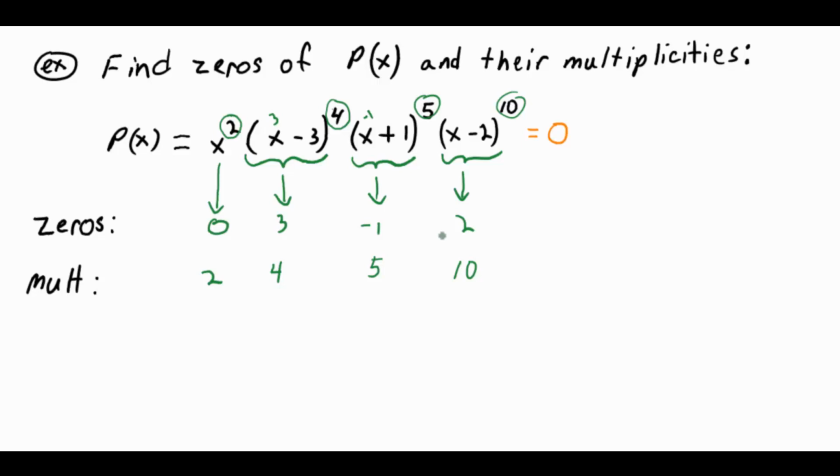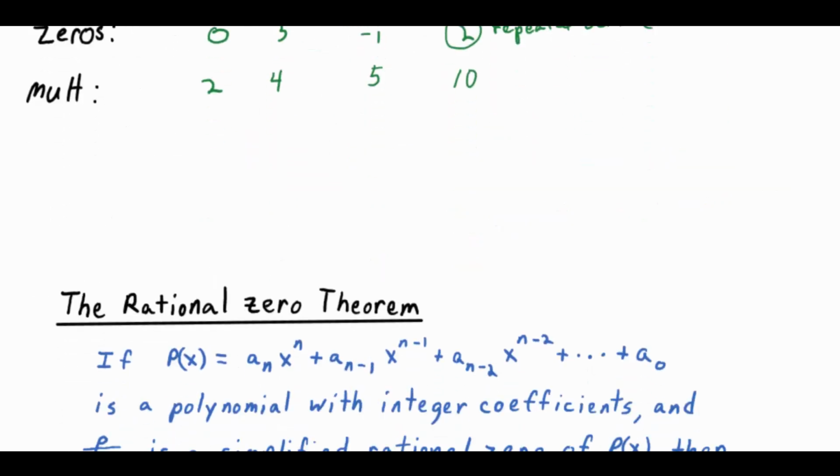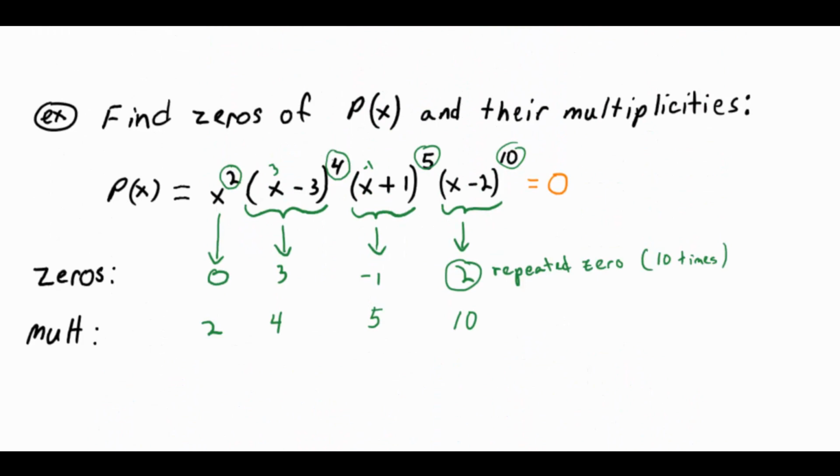So really, we think of, for instance, 2 as a repeated 0 of p of x. It's a repeated 0 of p of x, and it's repeated 10 times. And that becomes important, especially in the next section. You'll see why. Okay. Everybody understands zeros and multiplicities? Yes? So are the other ones repeated too? Oh yeah. So 3 would be a 0 of multiplicity 4.